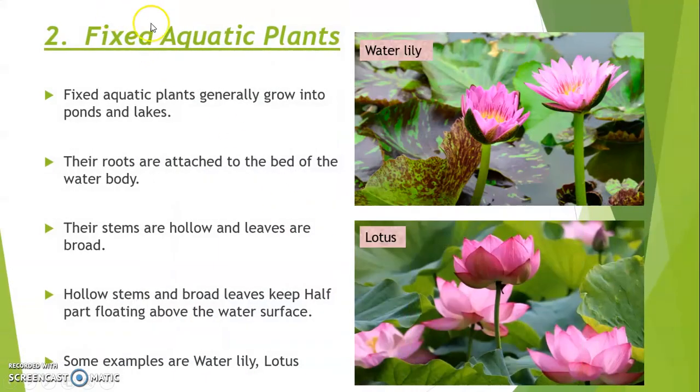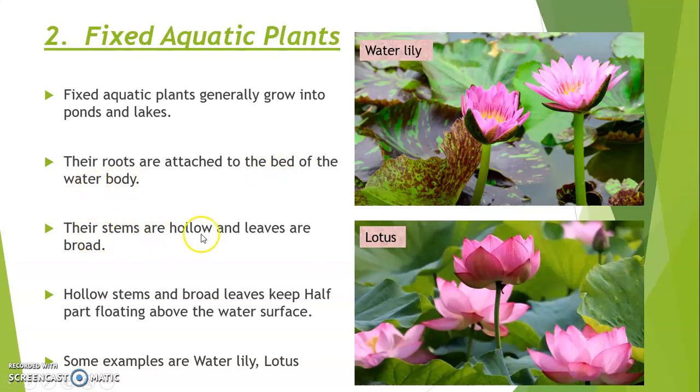Let's now see the fixed aquatic plants. So see these water lily, lotus, these are the fixed aquatic plants. The fixed aquatic plants generally grow in ponds or lakes. Their roots are attached to the bed of the water. So half of the part of this plant is over the water and half of the plant is inside the soil, that is inside the bed of the water. Okay, so the roots are attached to the bed of the water body.